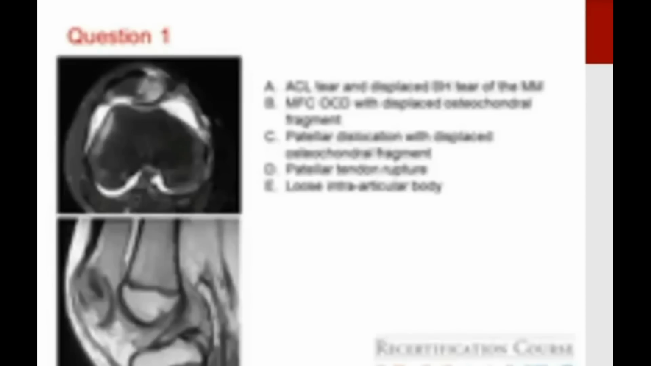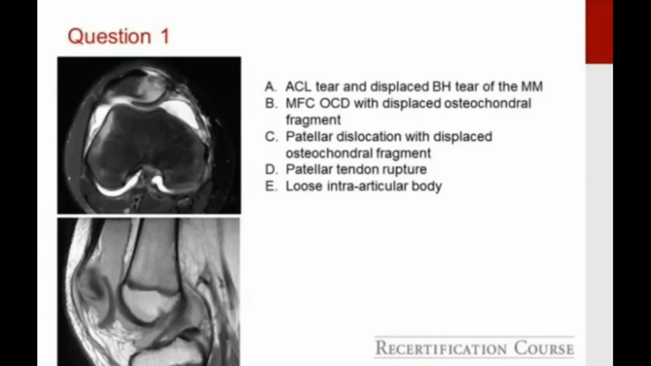So we have an axial T2 weighted image with fluid in the joint. We have a sagittal PD image with fluid in the joint. The potential answers are A, is this an ACL tear with a displaced bucket handle tear of the medial meniscus? B, medial femoral condyle OCD with a displaced osteochondral fragment. C, patellar dislocation with a displaced osteochondral fragment. D, patellar tendon rupture. Or E, loose intra-articular body.